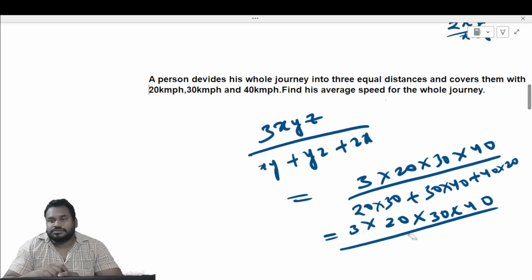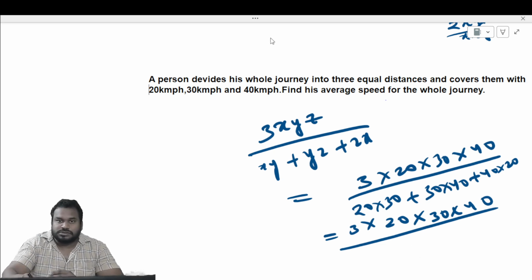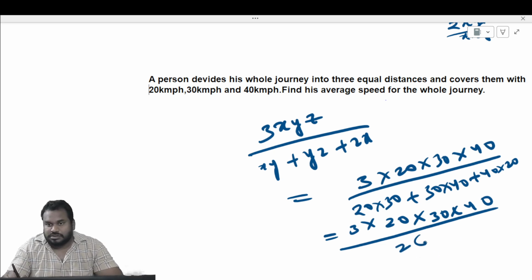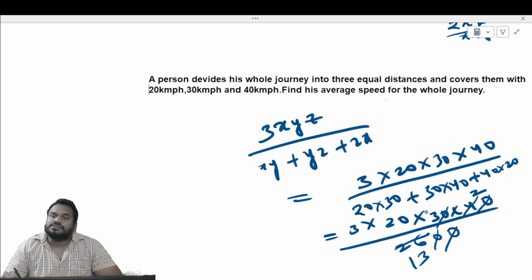So 2600, you write it in the bottom. So these two get cancelled, and 2 2s are 2 13s. So 6 and 120, 123 is a 360 by 13.